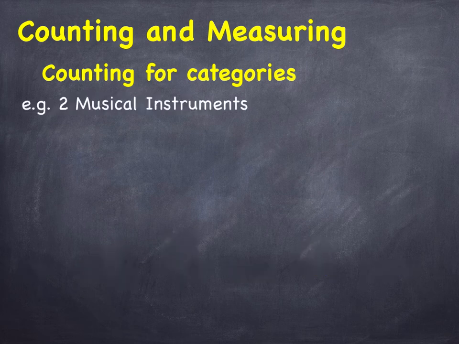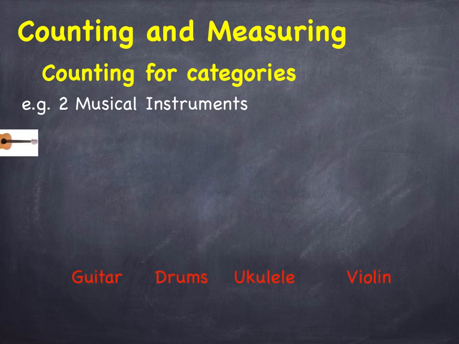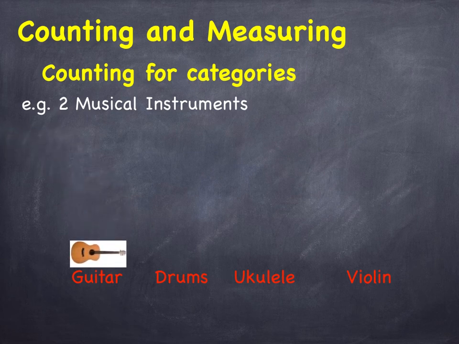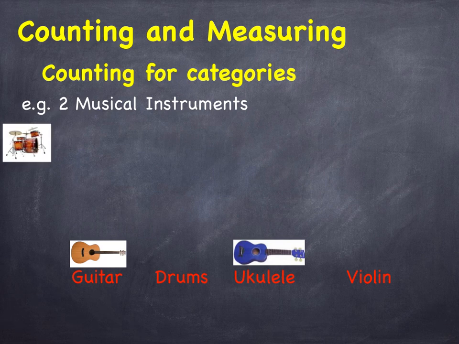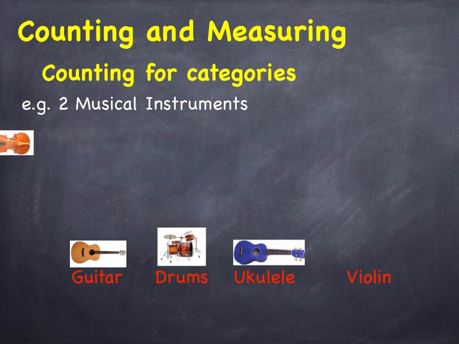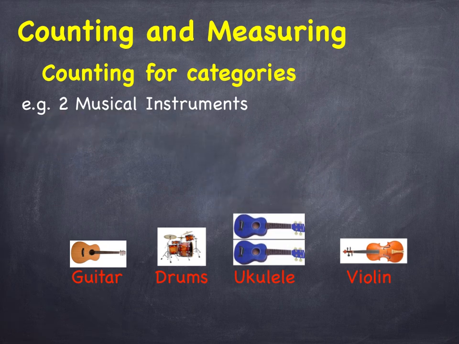Here's another example. A class of children were asked what musical instruments they wanted to learn to play. The first child said guitar, the next ukulele, the third child said drums, and so on. When all the children have expressed their view, the teacher can see their preferences by counting how many there are in each category. And that's counting when the data can be sorted into categories.